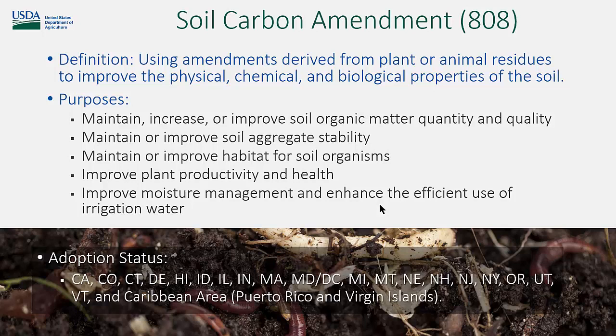And the purposes why we do this, they basically relate to those resource concerns that I talked about on the previous slide. So to improve soil organic matter, improve soil aggregate stability, organism habitat, plant productivity, irrigation water use, moisture management. And so this was actually introduced a year ago, and there were a few states that adopted it last year. Not many were able to put it on the ground just because we had to wait for some Farm Bill related rules to be done before we could actually implement it. So this year, this fiscal year 21, is really the first year that we got going with this practice.